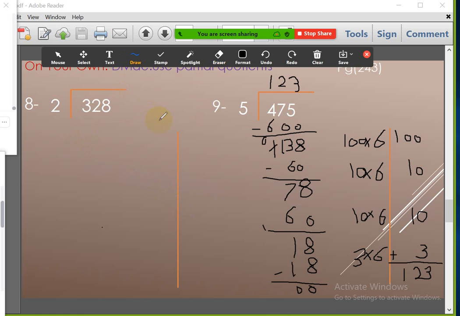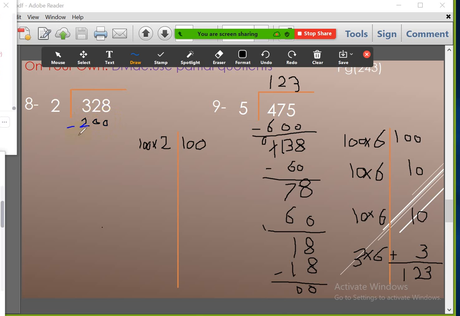Okay, so I will take the divisor, multiply it with a number, and subtract it from the dividend. Which number I will choose to multiply it with the divisor and subtract from the dividend? Very good, Duha, your answer is correct. So I will choose 100, because 100 multiplied 2 equals 200. So I will subtract 200 from the dividend.